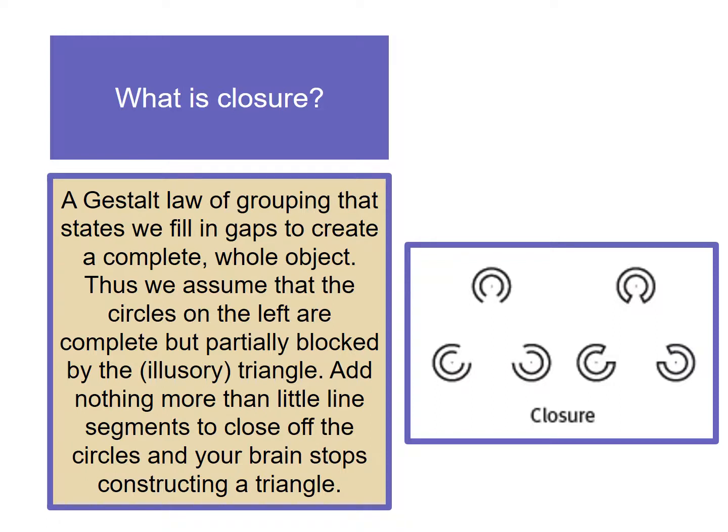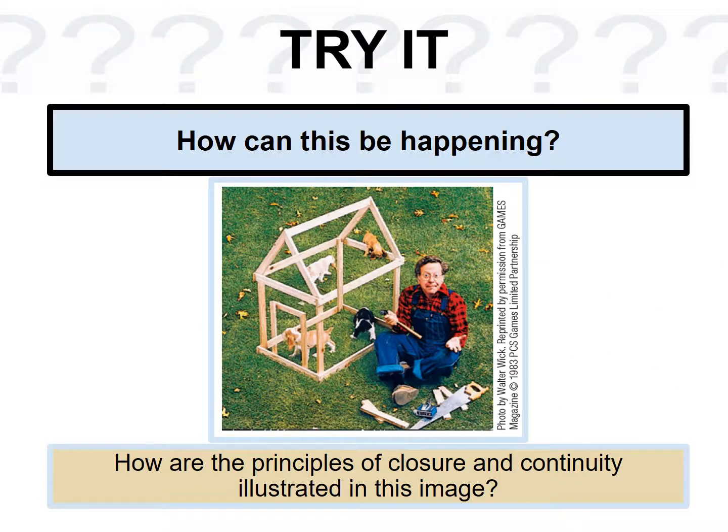Closure is a Gestalt law of grouping that states when we see something, we will fill in the gaps to create a complete whole object. Thus, we assume that the circles on the left are complete, but partially blocked by the illusory triangle. Add nothing more than little line segments to close off the circles, and your brain stops constructing a triangle. It's so cool. We see the triangle instead of the 3 circles with little bites taken out of them. So let's look at this.